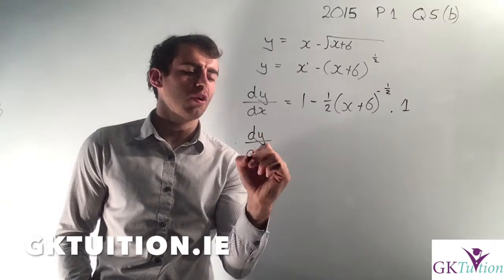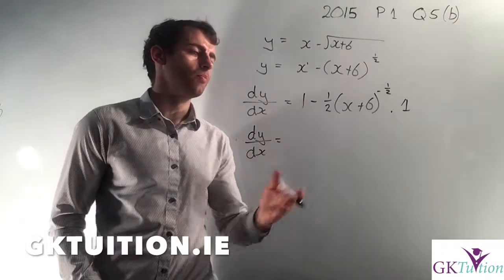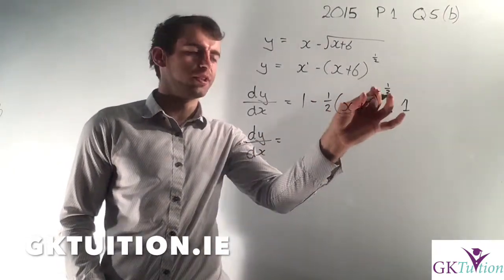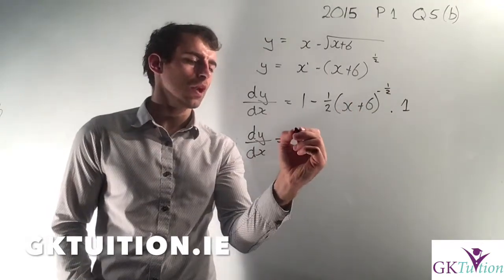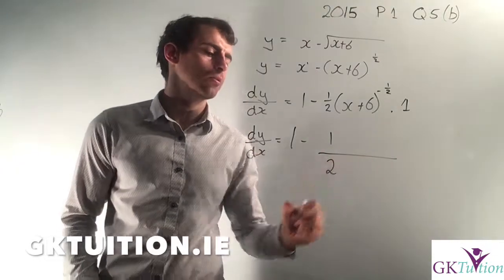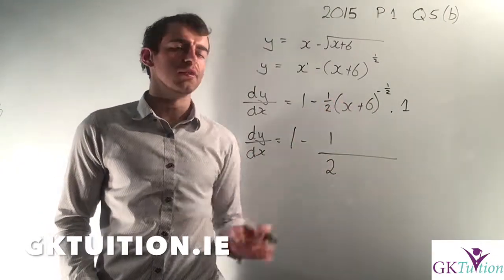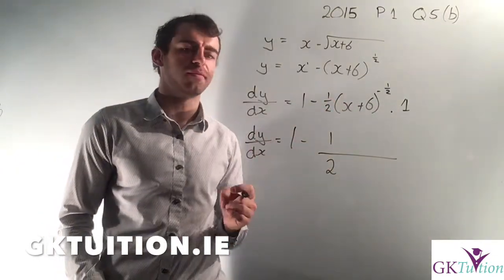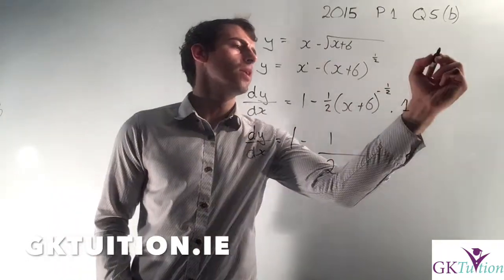So we should always try and simplify as much as possible. We can play around with our powers here to make this a lot easier. I have 1 minus, I'm going to write my half as a big fraction, 1 over 2. And I have to figure out what I can do with my x plus 6 to the power of minus a half. So let's play around with this for a minute.